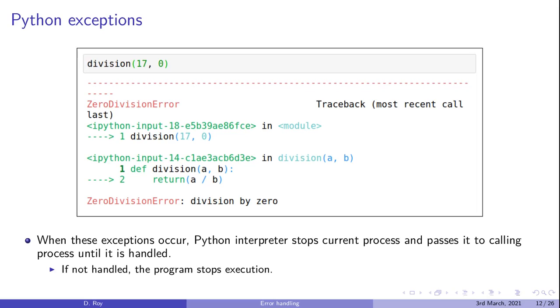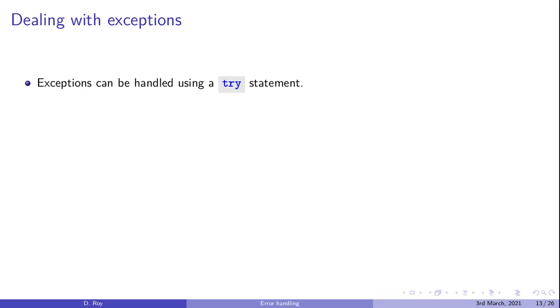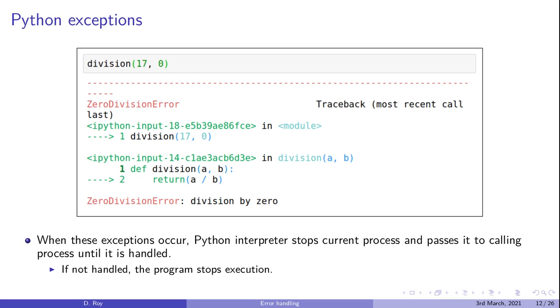In brief, these 5 types of errors or exceptions I hope we have encountered at some point during this course. Now, whenever this type of exception occurs, the Python interpreter immediately stops the execution of the current process and passes the program flow to the calling process, where it is expected to handle the exception in some way. And if the exception is not handled explicitly, the program stops execution. Now, I will talk about how to handle the exception programmatically by writing some code.